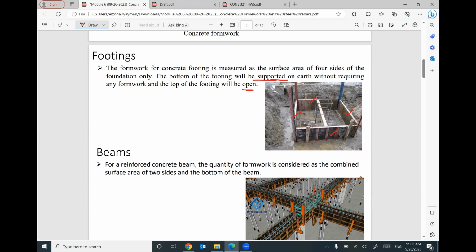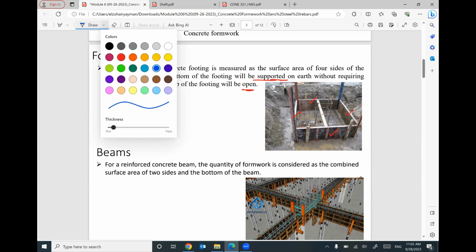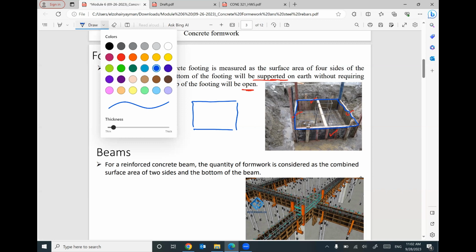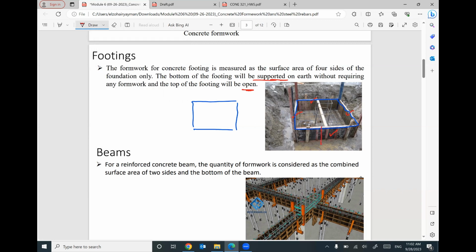We have a technique that we learned: if you would like to figure out the surface area of the sides, you can get the perimeter of this square or this rectangle. Side times 4 if it's square, or width plus length times 2 if it's rectangle. Then you need to multiply this perimeter by the thickness of the footing. This is a technique to figure out the surface area of the four sides.